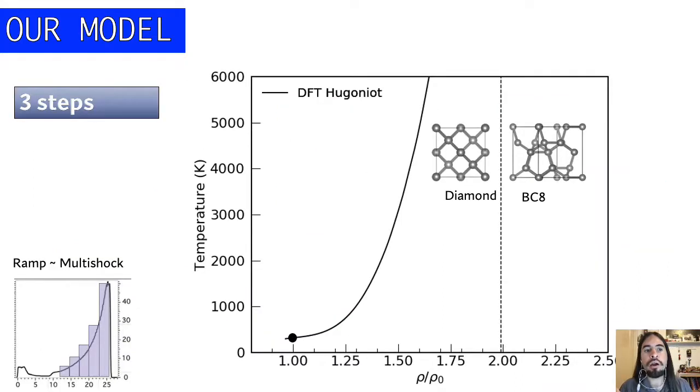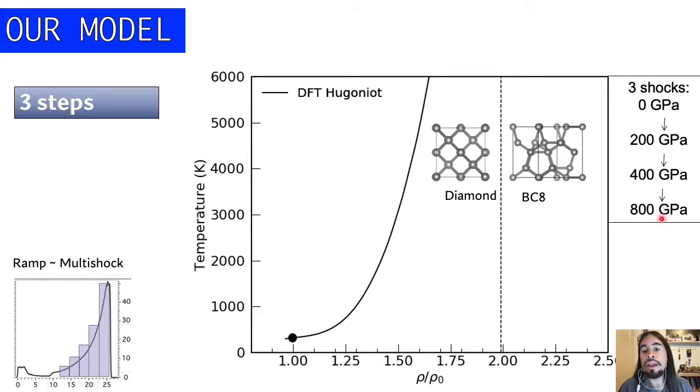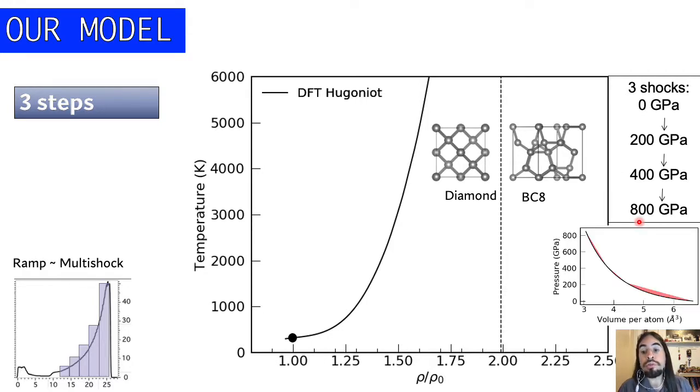So let me show you how our model works for 3 steps. We start with a density at ambient conditions, and we will go to 800 GPa in 3 steps. First from 0 to 200, then to 400, and then to 800 GPa. And this should overall decrease the final temperature, which should be lower than the temperature along the Hugoniot. And this is how it looks.